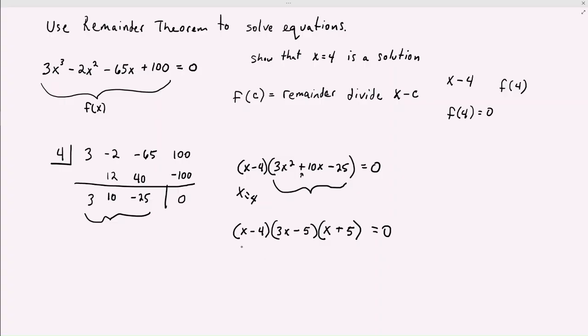and we solve this equation entirely. So we get the x equals 4, but we also get an x equals, if we solve this for 0, set it to 0 and solve, we would get 5 over 3. And then of course here x is negative 5.